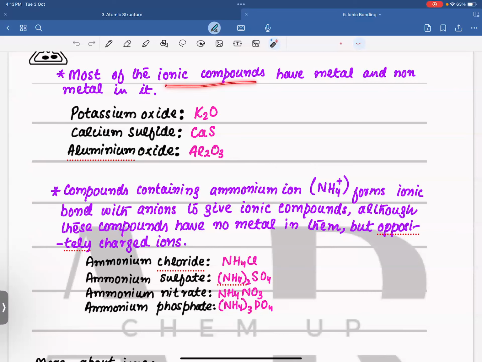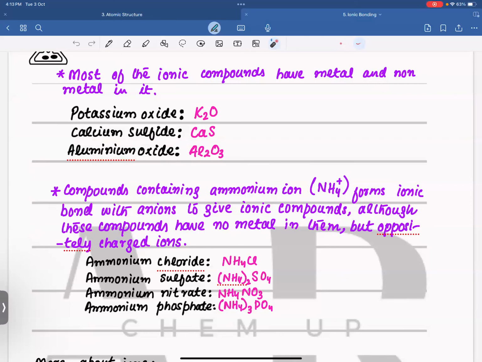Okay, so normally these ionic compounds have a metal and a non-metal in them. For example, potassium oxide, where potassium is a metal and oxide is a non-metal. Its formula is K2O. Calcium sulfide, its formula is CaS, where calcium is a metal and sulfur is a non-metal. Aluminium oxide, where oxygen is a non-metal and aluminium is a metal.